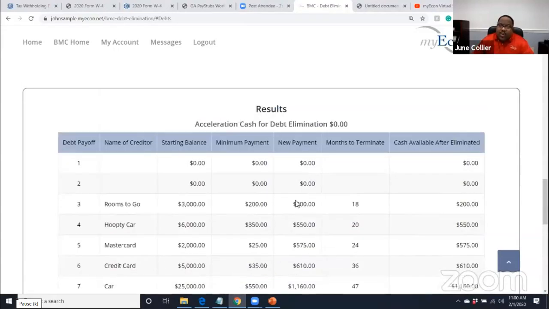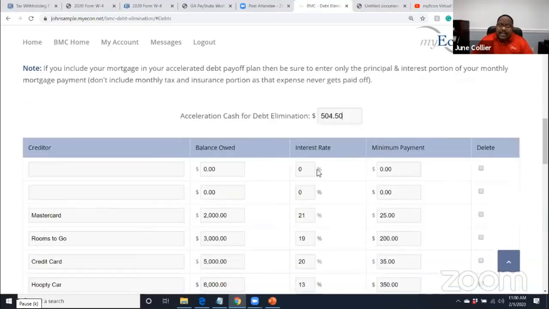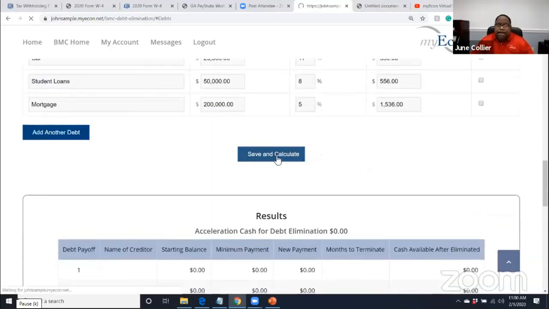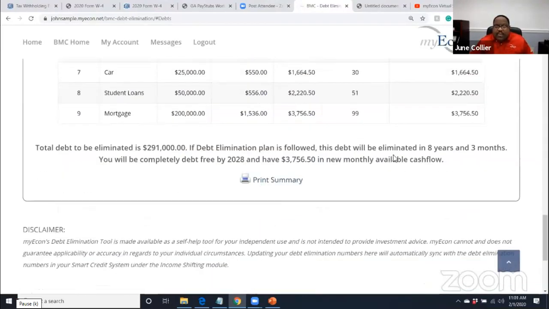Now, let's take a look at what happens if we take that $500 that we saved ourselves in taxes. If we take that $504.50 and apply it to our debt, let's take a look at what happens now. We eliminate our debt in a total of 8 years and 3 months. And then at the end of 8 years and 3 months, we'll have $3,756.50 each month that is available to us. Now, most people have a 30-year mortgage. We're able to eliminate this debt in 8 years and 3 months.